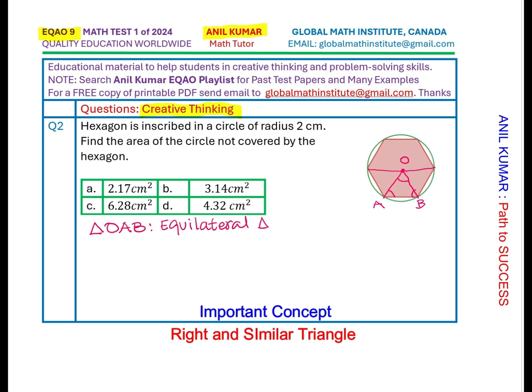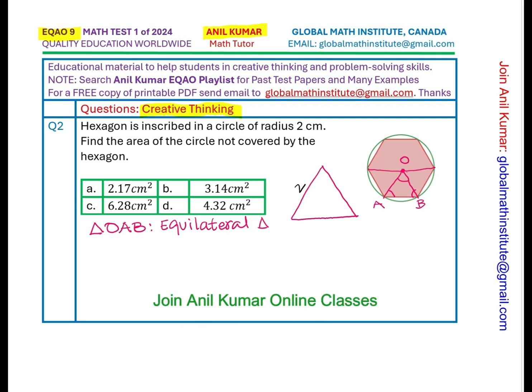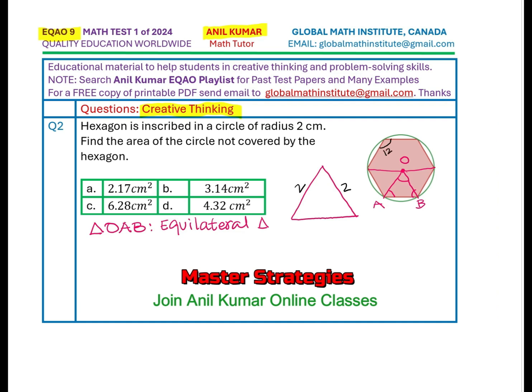Let me draw it separately, slightly bigger now. In this triangle, we are given that the radius is 2, means this side is 2. The other side will also be 2, right? Now, hexagon, each vertex will be 120, right? And half of it is going to be 60. Perfect. Now we got 6 of these triangles, correct?